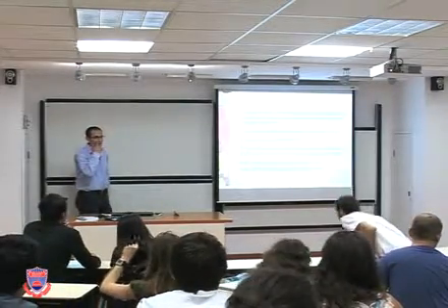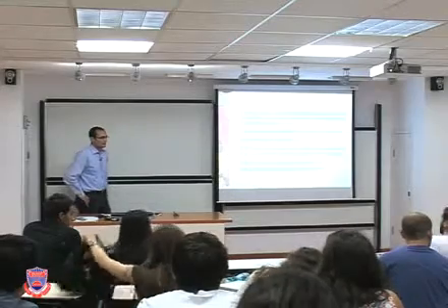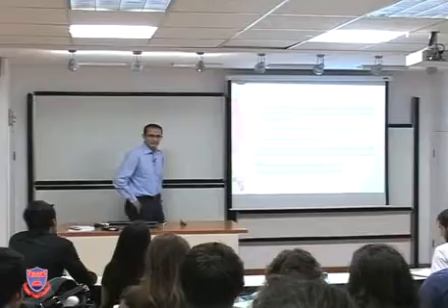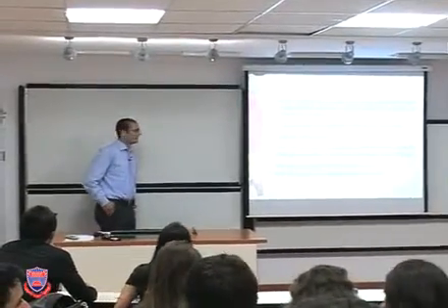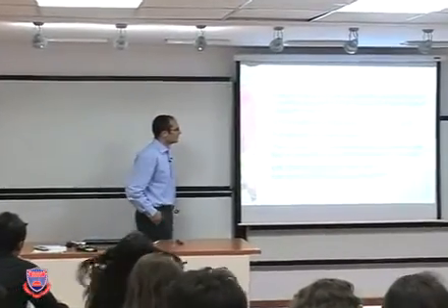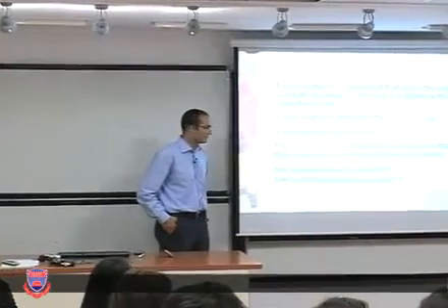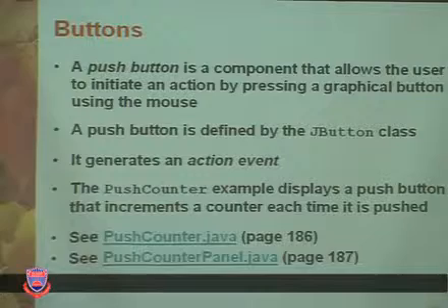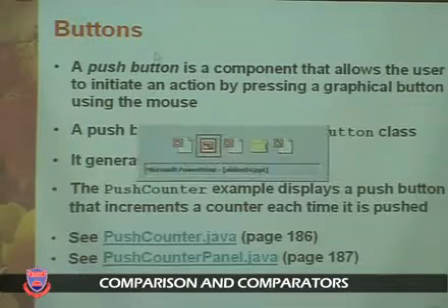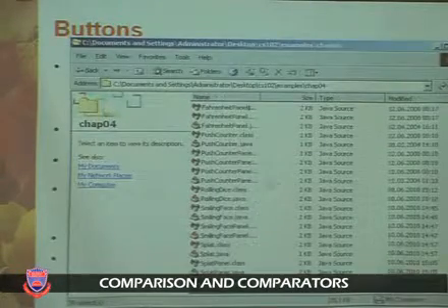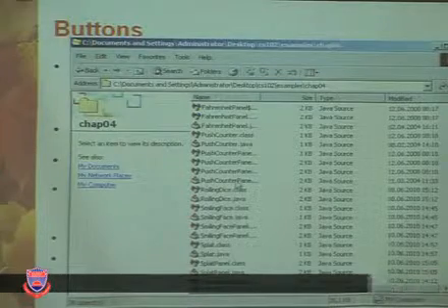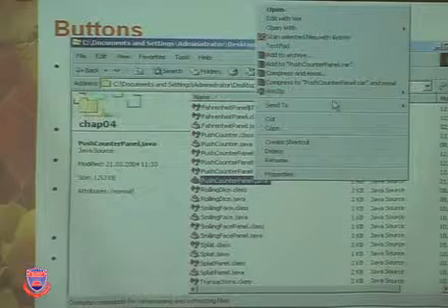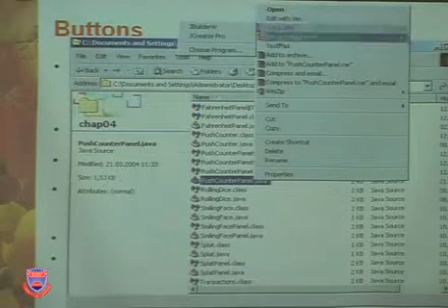So last time, if you remember, we were talking about the event and event handlers, and then the listeners for those events. The example we were dealing with was the push counter example, where we had a button to click, and as a result of that, we generated a counter incremented by 1.